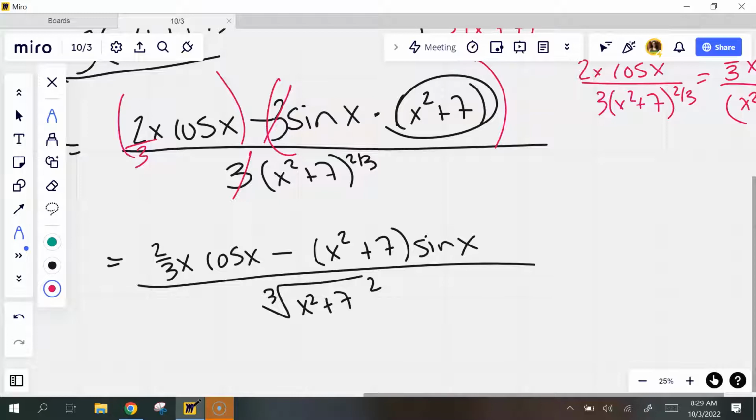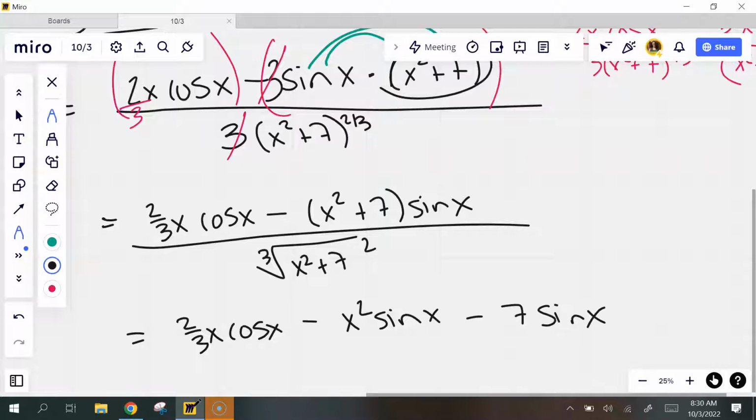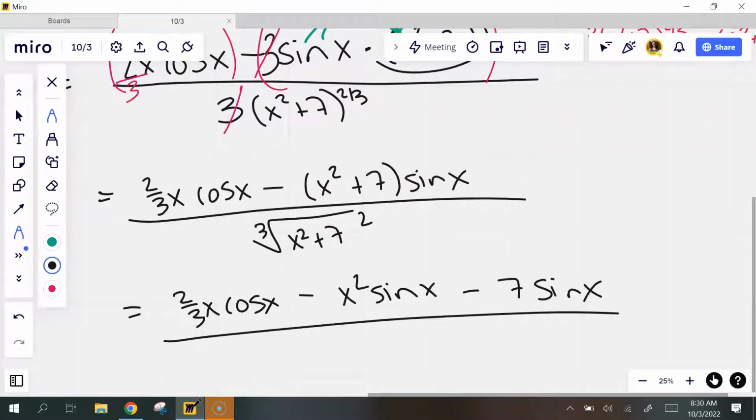If I distribute this through, sine x times each of those pieces in that binomial, I'll end up with 2/3 x cosine x minus x squared sine x minus 7 sine x, all over. Now it looks like number 10. Does that make sense?